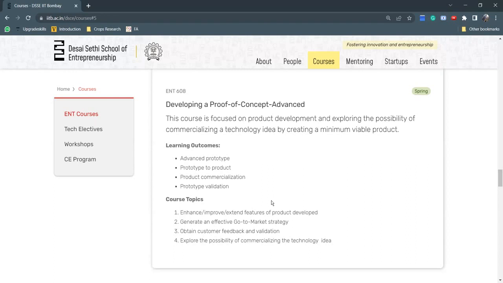So building that MVP, like the prototype which you have built in the POC basic course, ENT 606 maybe. So developing a POC basic course, taking it to the advanced level is something you will do in this course, like developing MVP from the prototype. So these are the 6 courses.